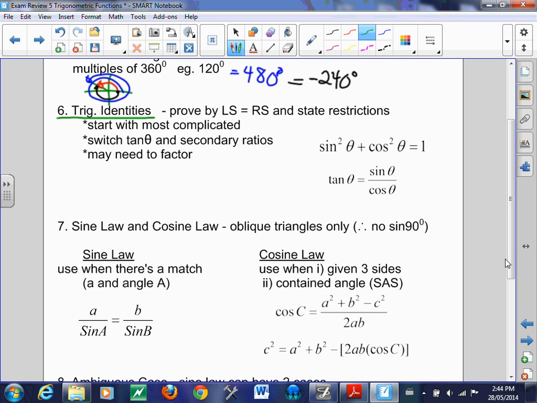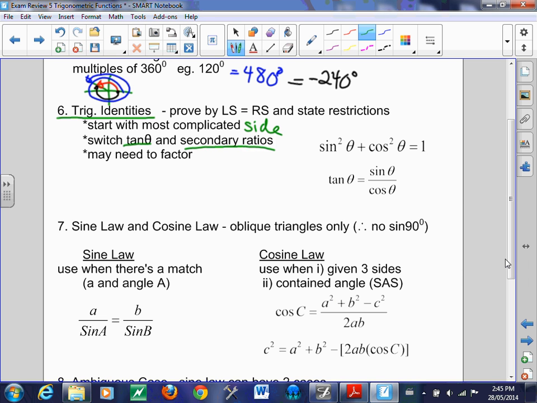What I would always say is start with the most complicated side and work it backwards. The key here is to switch anything that says tan theta and any of the secondary ratios to the primary ones, or to your trig identity where tan theta equals opposite over adjacent, right, guys? Or I apologize, tan theta equals sine theta over cos theta.